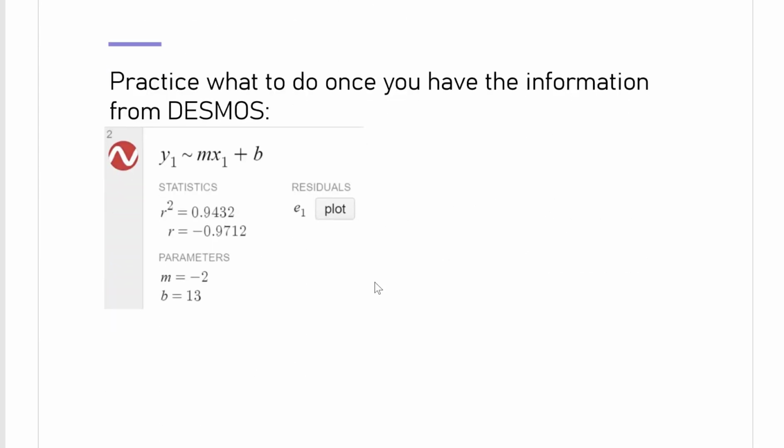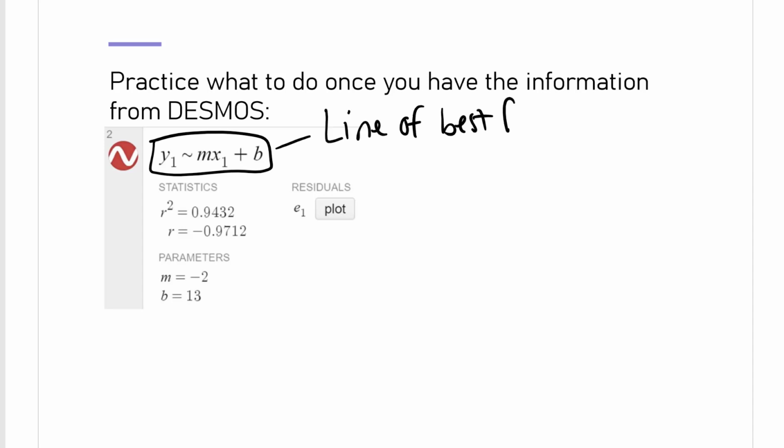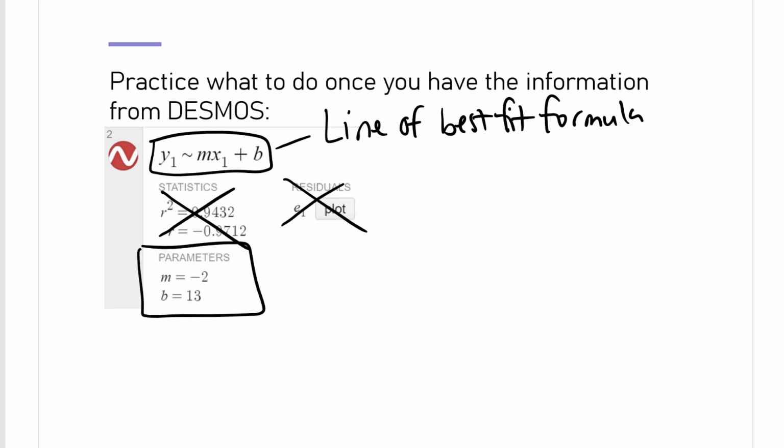Okay, we are going to practice what to do once you have the information from Desmos. This is the line of best fit formula. This is not important. This is important. That's the answer. So, copy the formula on your paper. Copia la fórmula en tu papel.